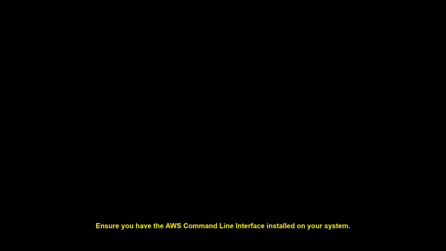Ensure you have the AWS command line interface installed on your system. Next, create an IAM user in the AWS Management Console with the necessary permissions to access S3. Once the IAM user is created, note down the access key ID and secret access key.